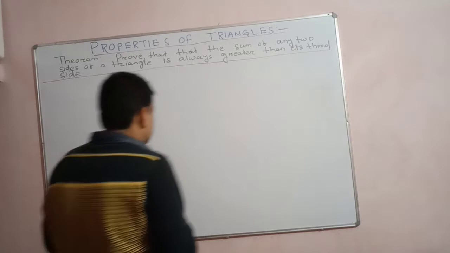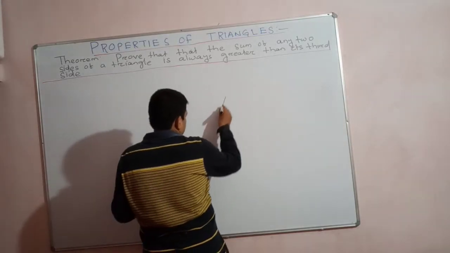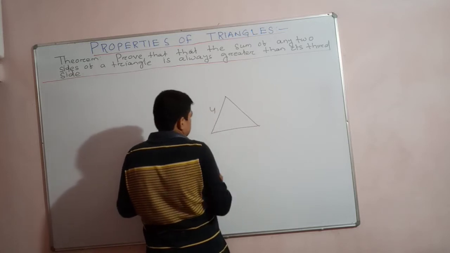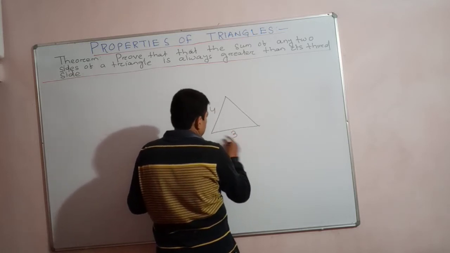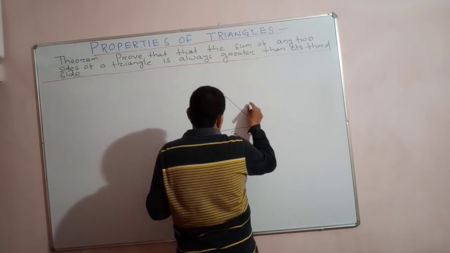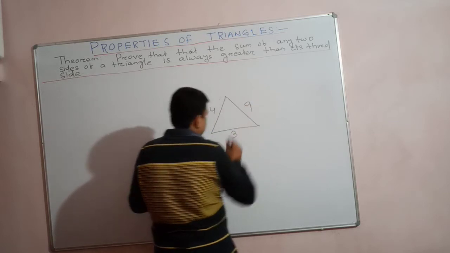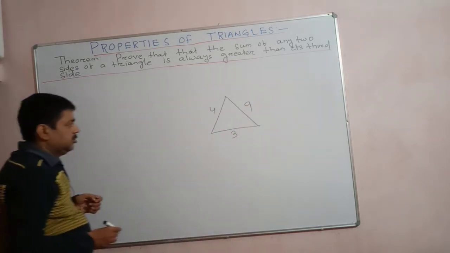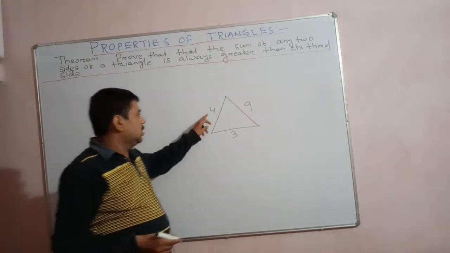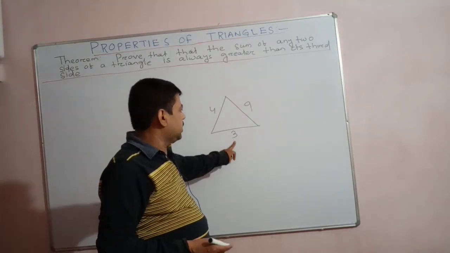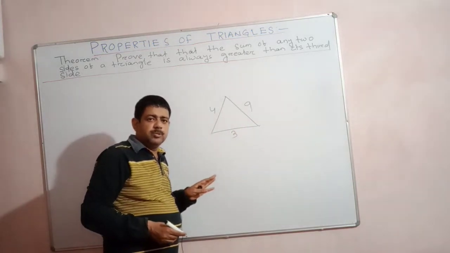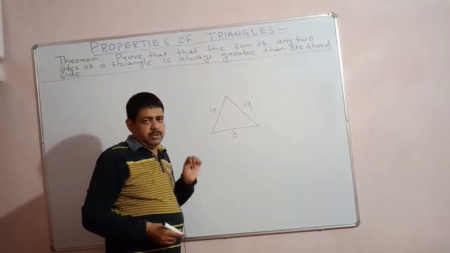Suppose a triangle is given to construct. One side is 4 cm, another is 3 cm, and another is 9 cm. Look here, three sides are given. Can you construct the triangle? First of all, you have to check.